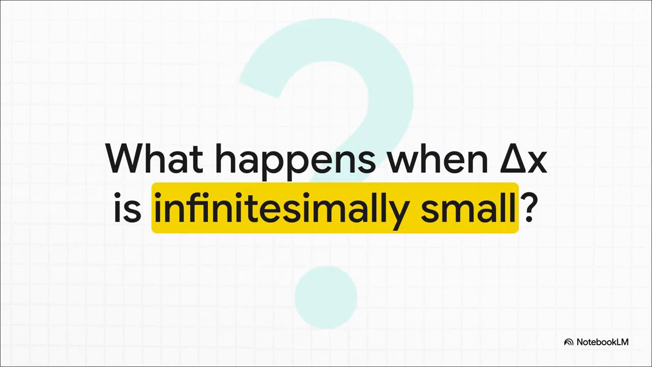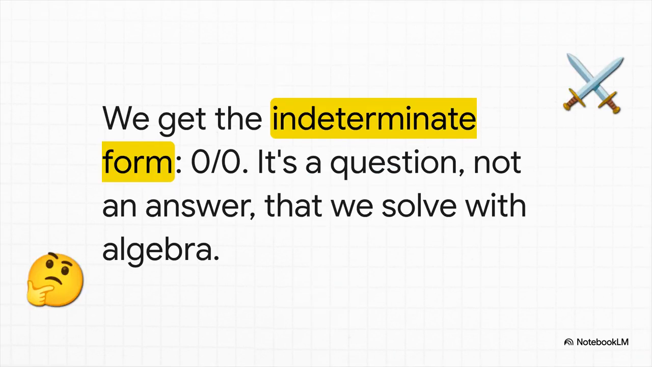Okay, but here's the million-dollar question. If that tiny distance, delta x, is for all practical purposes 0, what happens to our fraction? Well, the bottom, the denominator, becomes 0. And the top? Well, f of a plus a teeny tiny bit is pretty much just f of a, so the top becomes 0 too. We land on 0 divided by 0. And let me be clear, this is not an answer.